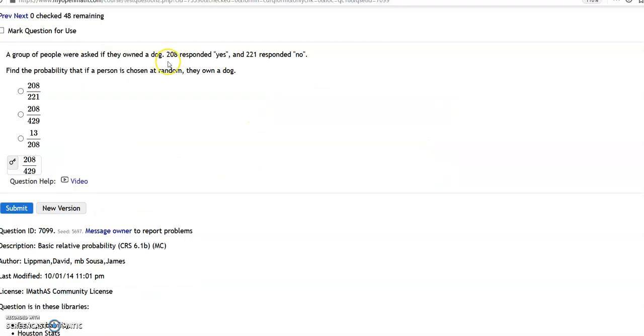Okay. All you do is take the 208 and divide by the total. 208 plus 221 is 429.